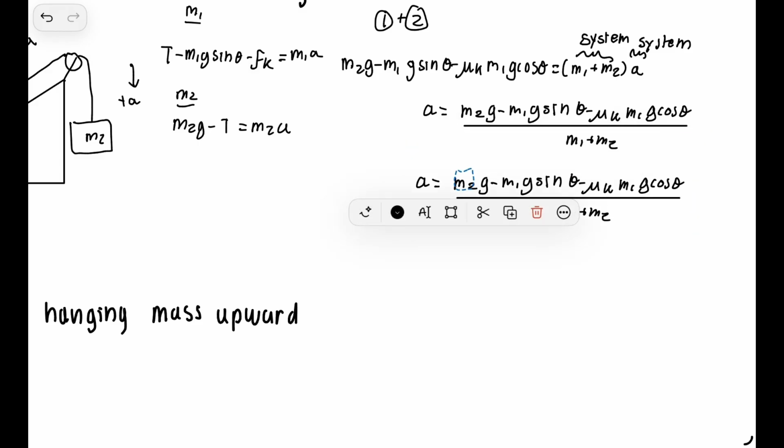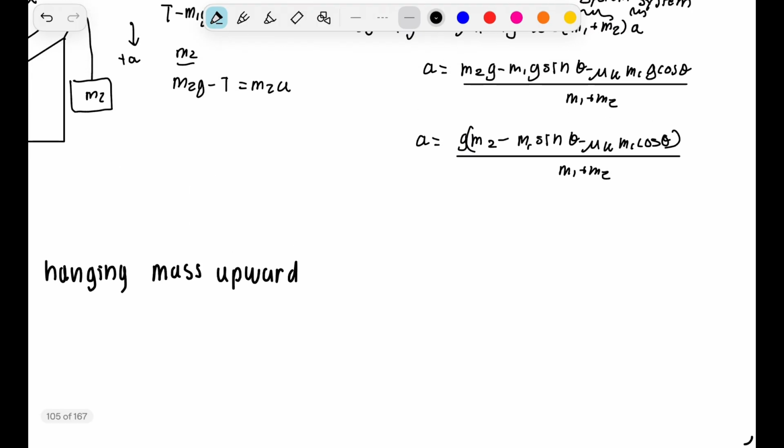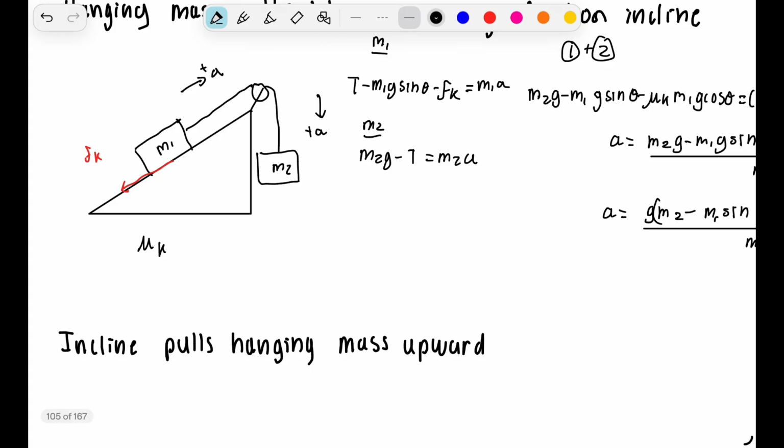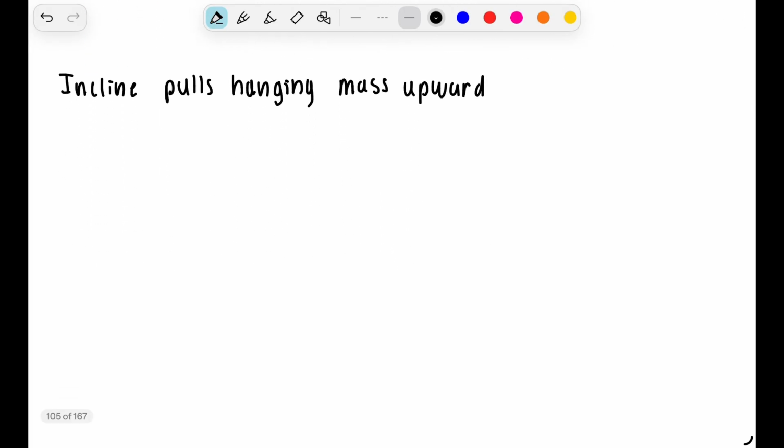So you have your g times M2 minus M1 sine theta minus mu k cosine theta, with the g removed from each term, all divided by M1 plus M2. So your hanging mass pulls, and gravity and friction on the incline block are going to resist. So what if you have an incline block that's pulling your mass upward?